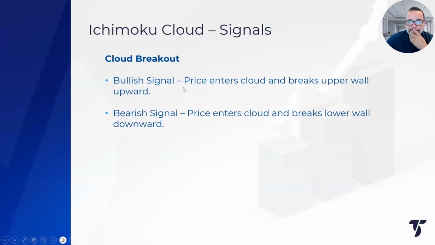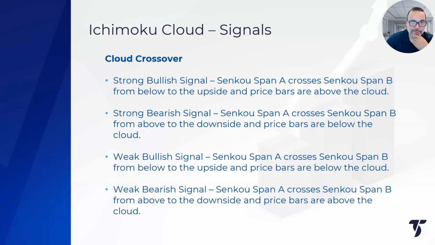The cloud breakout: you enter the cloud, and then you break out of the cloud. If you break to the upper side, it's bullish. And if you break to the downside, it's bearish. So those are another signal of the Ichimoku cloud. The cloud crossover: again, you're at the bottom and you go all the way above the cloud, or vice versa, you're at the top of the cloud and then you cross all the way down. And there is also a flip on the cloud.